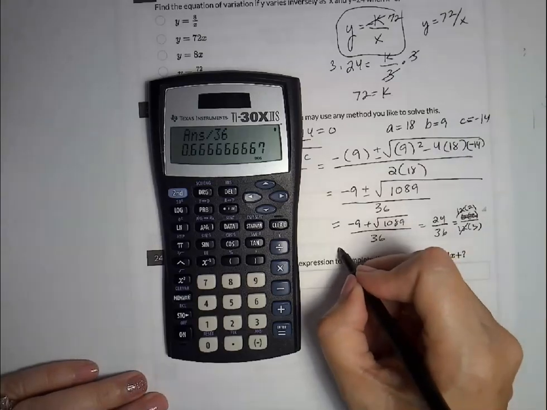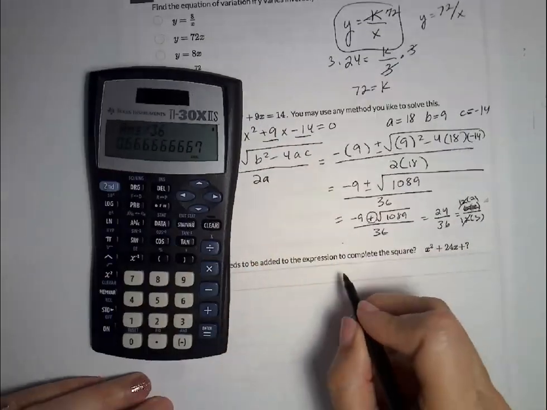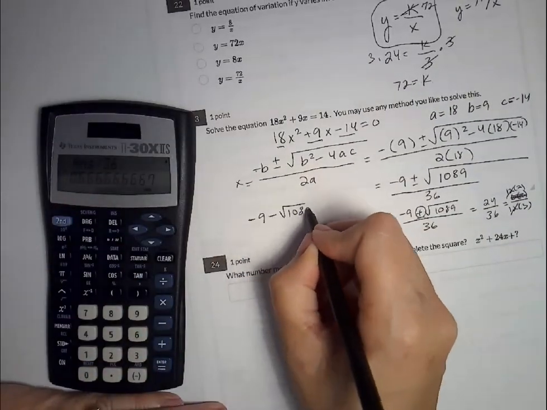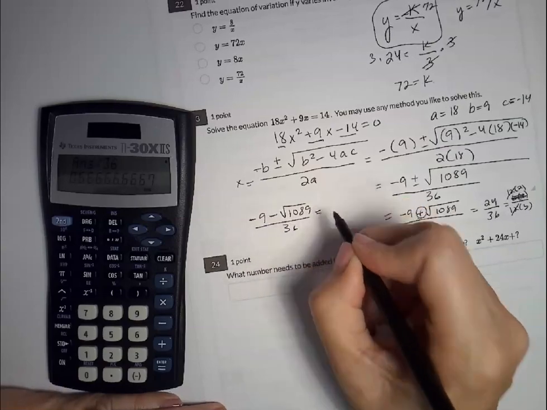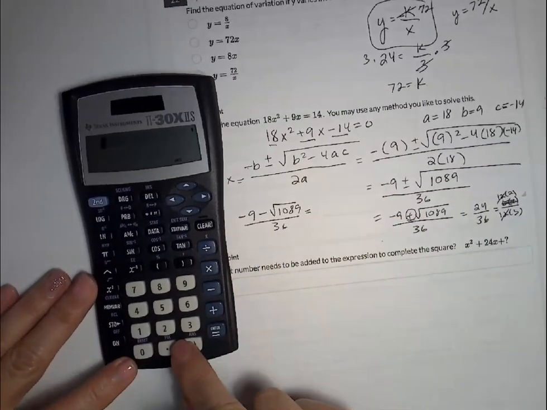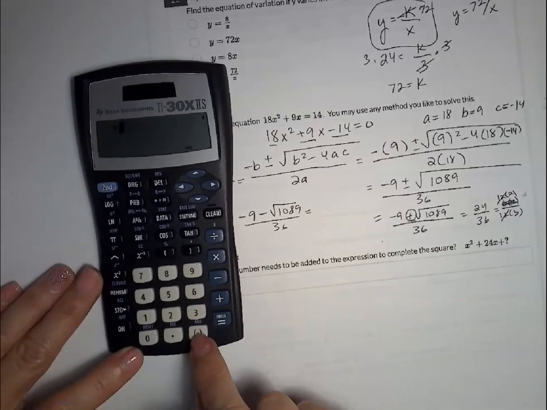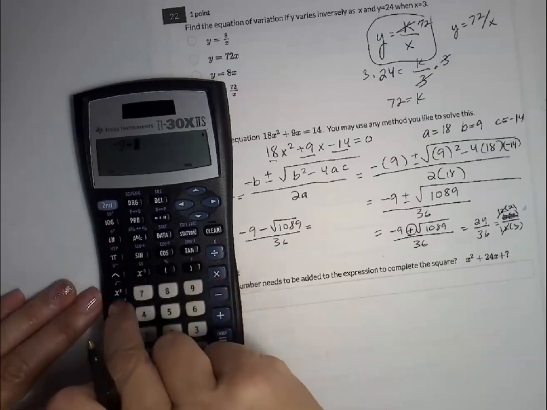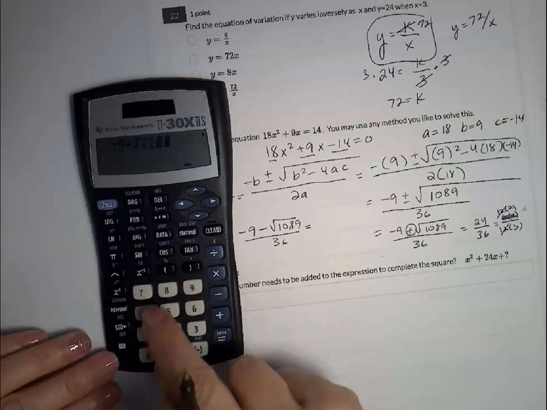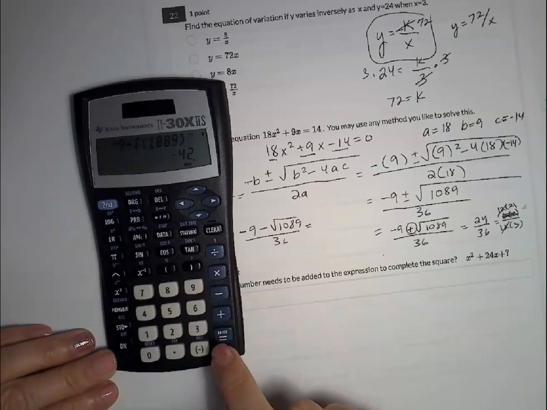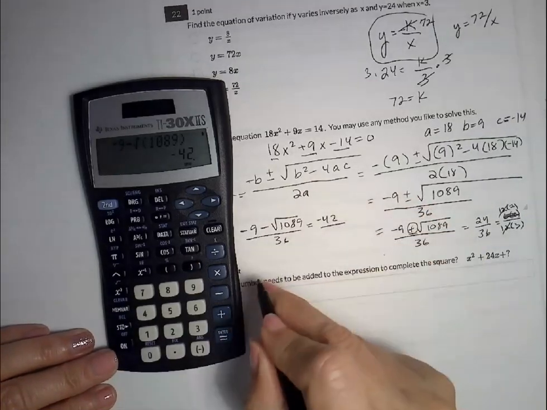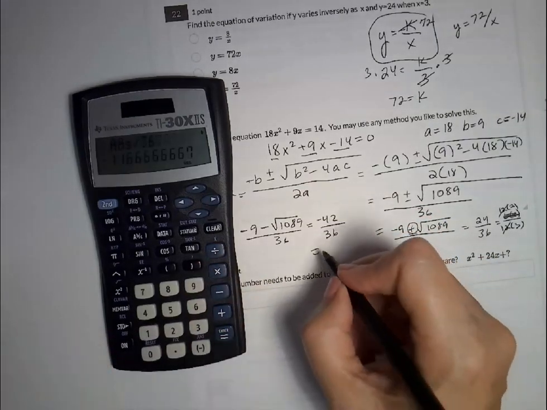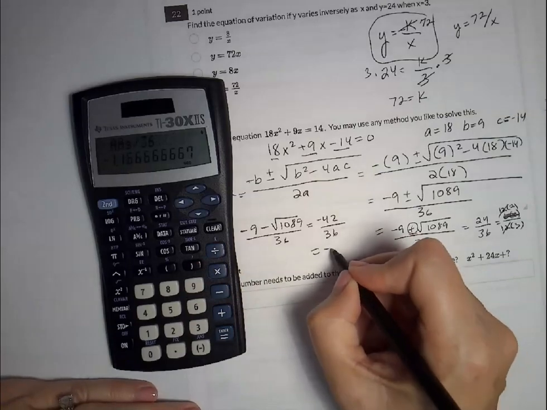But I also have to remember I have to do both. I have to do when it's a plus and a minus. So let's go over here and do the minus. So negative 9 minus the square root of 1,089. And I'll do it again on my calculator. So I'll say negative 9. Remember the negative is on the bottom row of the calculator. And then minus, and then second, and then the x squared, and then I'll say 1,089. I'll close the parentheses. I hit enter. That gives me negative 42 for the numerator, and then divide by the denominator. And I get negative 1.1666.